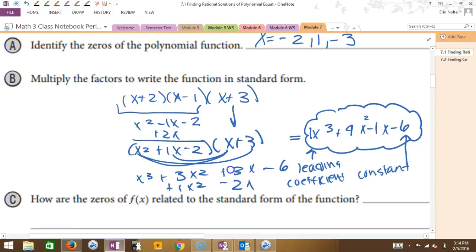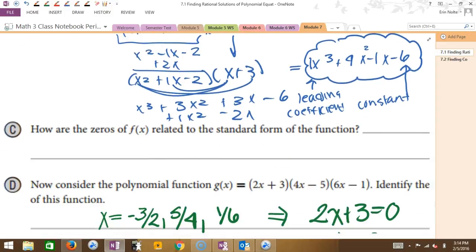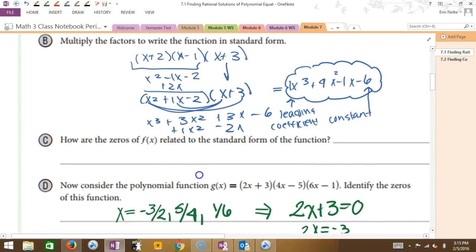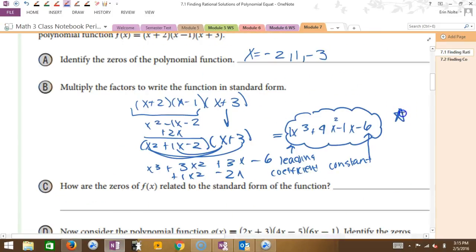Now somebody see if they can answer this question. How are the zeros of my function related to the standard form? So here's my standard form, and here's my zeros. Exactly. So Trey said that my zeros multiply together. So my zeros are -2 times 1 times -3. Those are going to multiply to equal my constant term. So I'll write this in a better way.